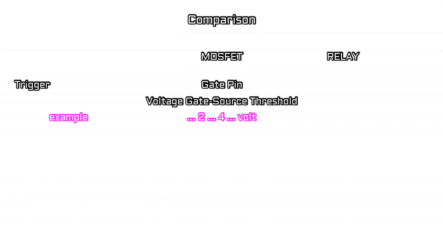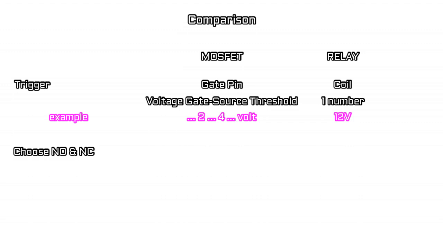But relay, which has a coil at the trigger side, has only one nominal trigger power. For example, 12 volts to switch on and off. It's very simple. And of course, MOSFET is a little more complicated. So if you want a simple one, just use relay.